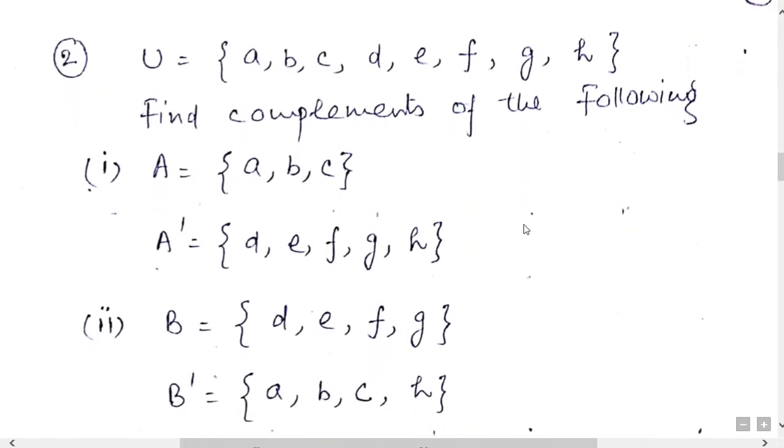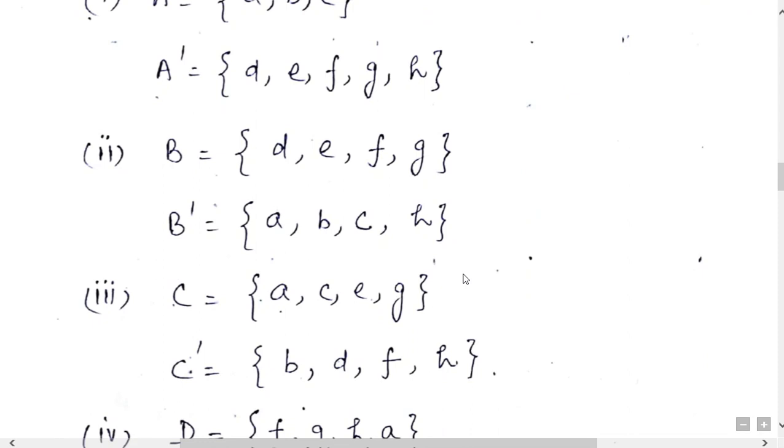Question number 2. It comprises one universal set A, B, C, D, E, F, G, H and we have to find the complement of the following sets. First set is A, B, C, then its complement is clearly: delete these elements from the universal set and write the other elements D, E, F, G and H. Similarly for the second case, B is given to you: D, E, F, G, and the other elements in the universal set are A, B, C and H.